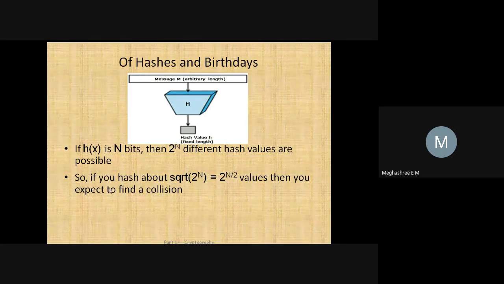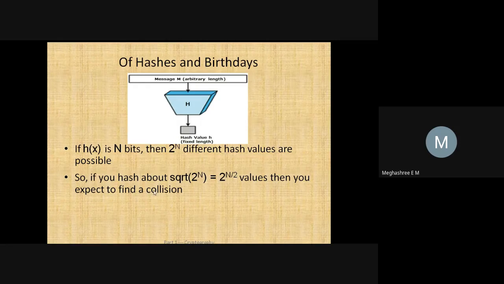I'll repeat. When you apply the hash function on the input, consider the output is of n bits. Then the possible different hash values are 2 power of n. When you apply a square root to this, or you can say 2 power of n divided by 2, and make these many comparisons, then you may expect a collision in the hash function.